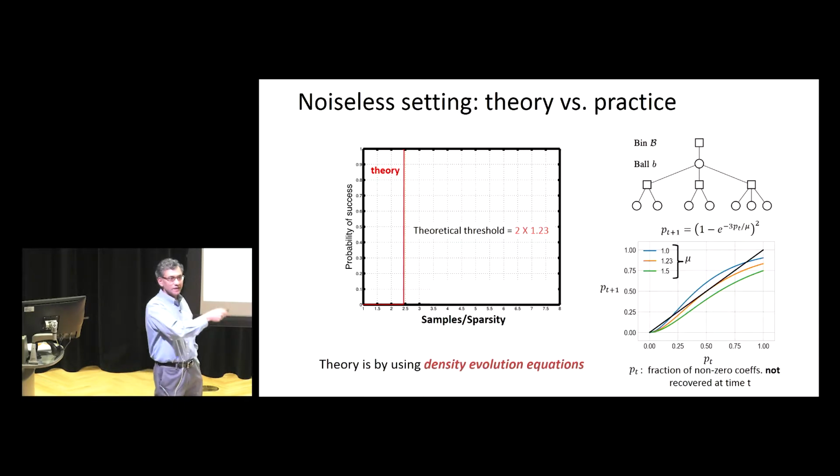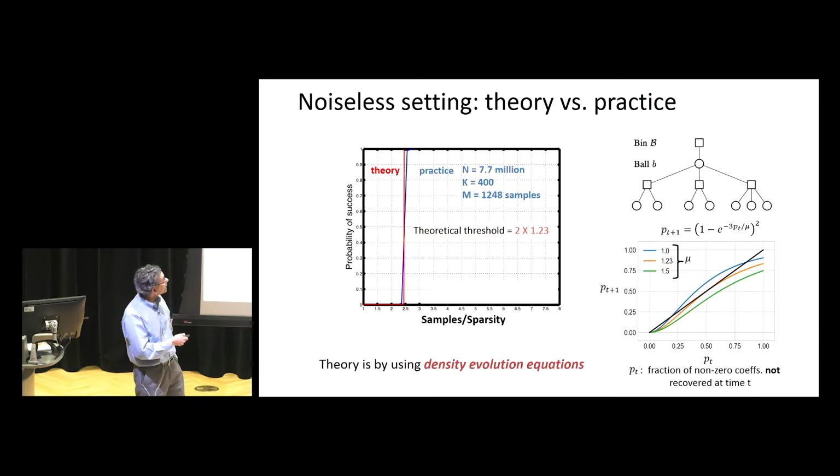So this is only an average analysis, the tree analysis, and then you have to do some more work, like martingales and expander graphs, which I'm not going to talk about. But this is the theory behind this. And in practice, there's a very tight convergence between theory and practice. And for example, if you pick n to be 7.7 million and k equals 400, m is 1248, you plot the curve, it looks pretty close to the red line, right?